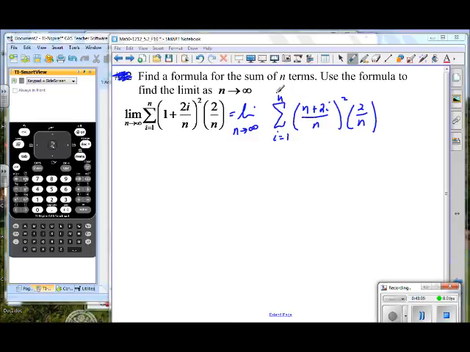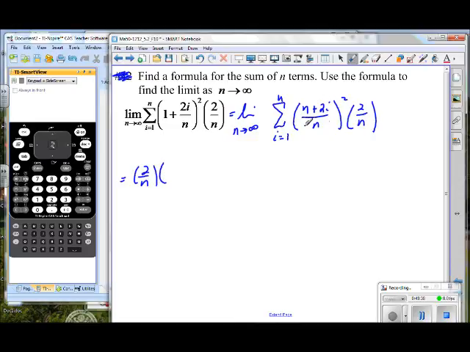Looking at this, the index here is i, which means that n is going to be a constant. I'm going to take i from 1 to n, and if we consider that, 2 divided by n is a constant. If I look at this and I consider that this is also the same thing as n plus 2i quantity squared times 1 divided by n squared, I have another constant. So I'm going to pull those constants out in front. So I have 2 divided by n.